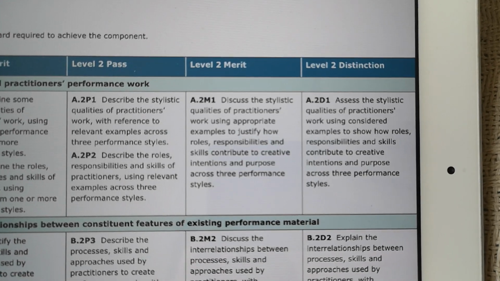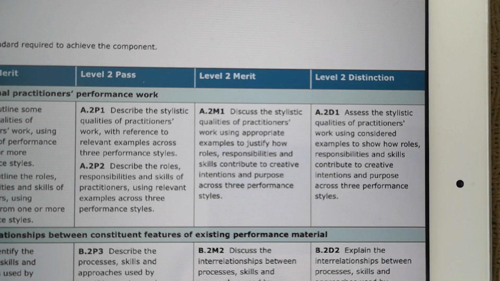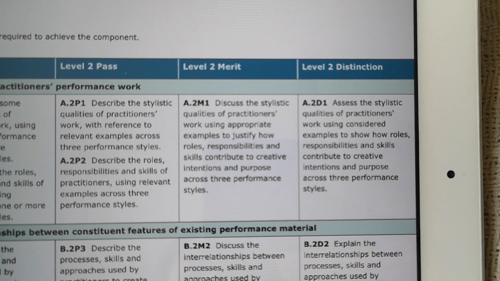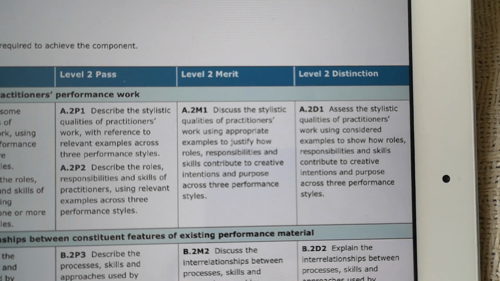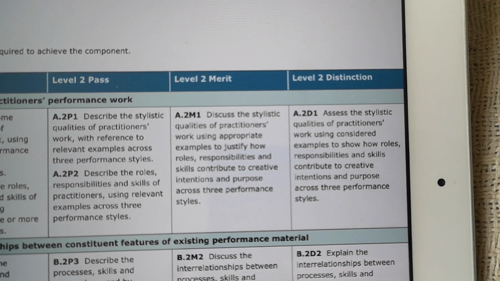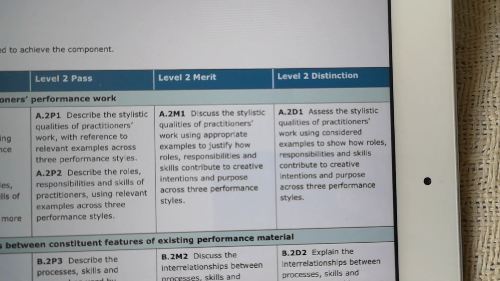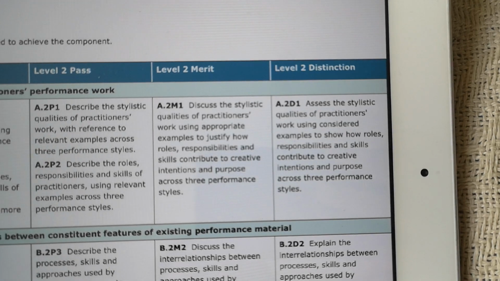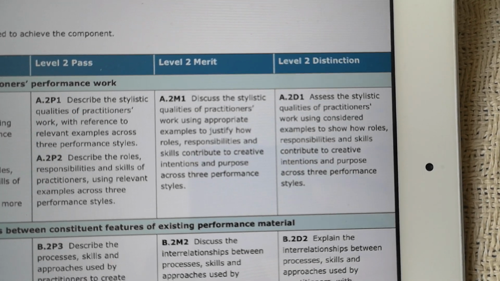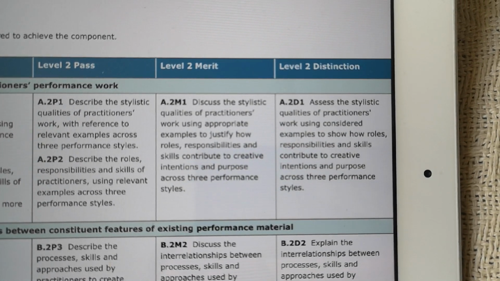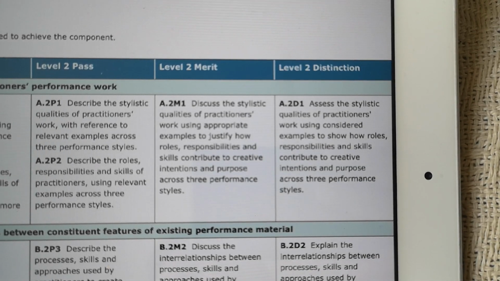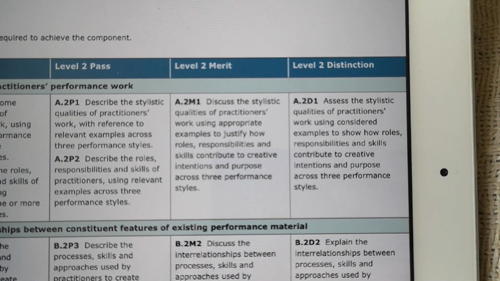For a merit, you are discussing, which just means that you are giving some examples and adding your thoughts and opinions as well. A distinction is assess, which means you're going to be giving examples, you're going to be giving reasons, you are going to be linking the intentions to the context and to the social aspects of the particular time.